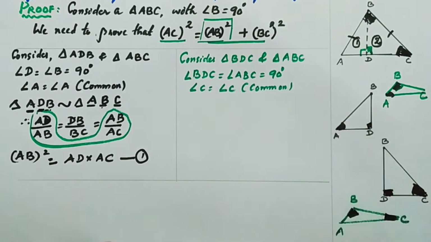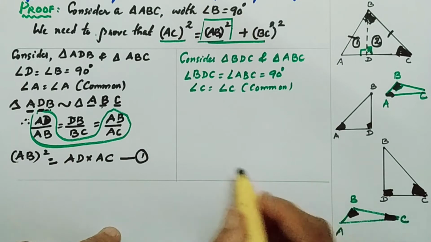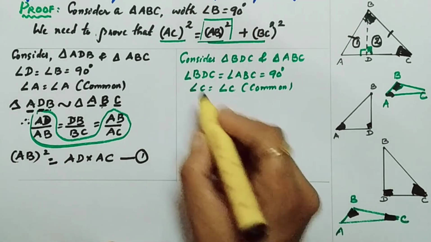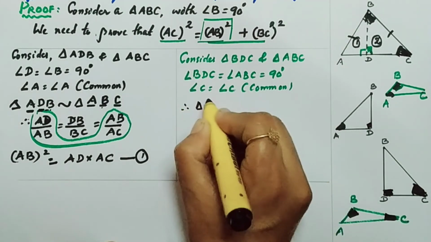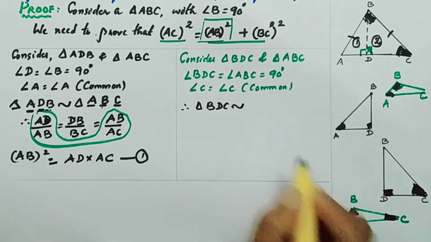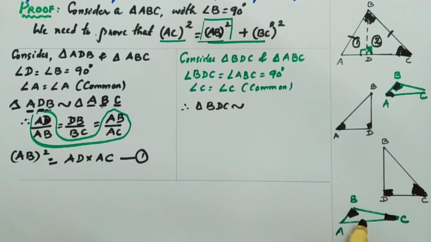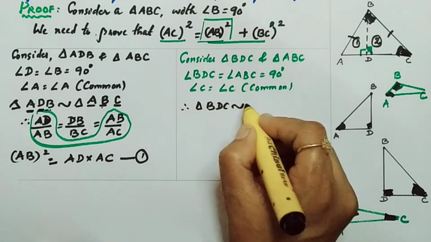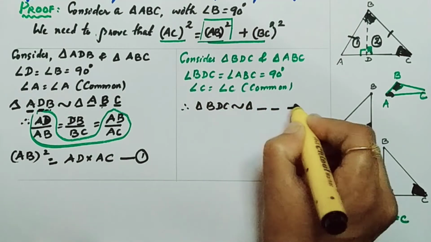Thus, if two angles are equal, the triangles are similar. I am going to write the correct correspondence. Therefore, triangle BDC is similar to. You need to write the similarity of the larger triangle, but the vertices should be in the right order.